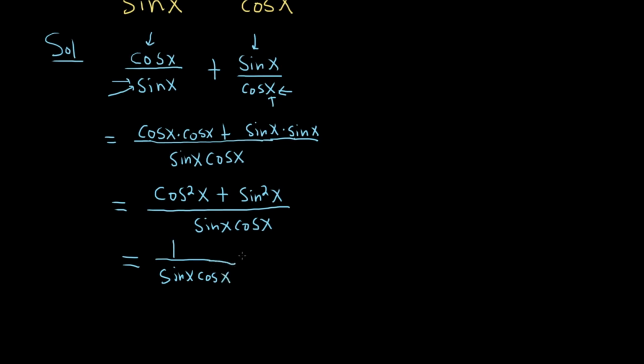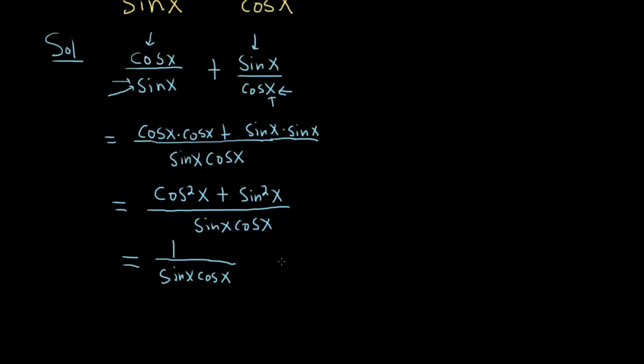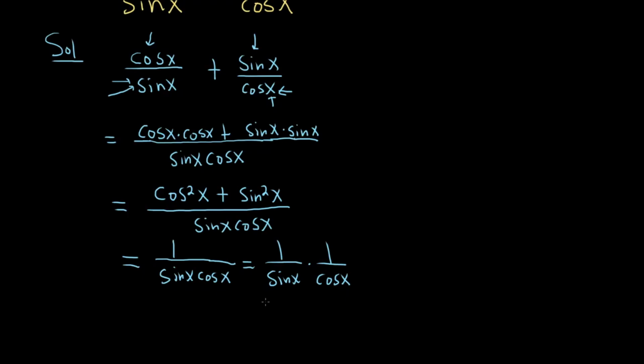Let's take a moment and see where we're trying to go. We're trying to get to secant x cosecant x. So the natural thing to do is to write this as a product. This is 1 over sine times 1 over cosine. And I did that because we want to end up with secant times cosecant. So 1 over sine is the same thing as cosecant. 1 over cosine is secant.